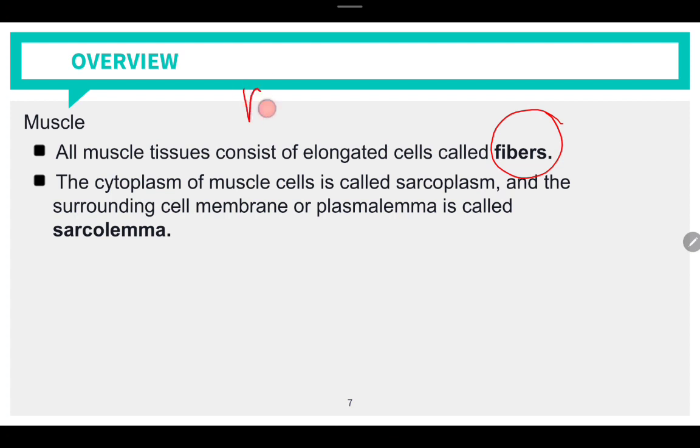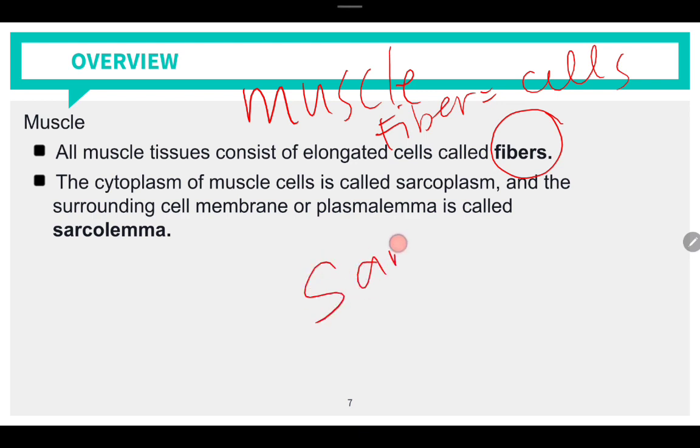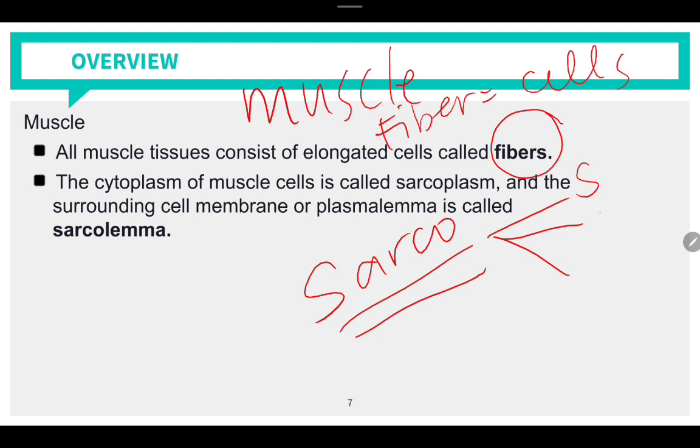Another overview that you need to know is that all muscle tissues consist of elongated cells called fibers. As I said, muscle fibers equal muscle cells. The cytoplasm of muscle cells is called sarcoplasm, and the surrounding cell membrane or plasmalemma is called sarcolemma. The term sarco refers to muscle. So if you hear terminologies in a book that we haven't mentioned in histo, whenever it says sarco, it refers to muscle, either skeletal, cardiac, or smooth muscle, depending on which one is meant.